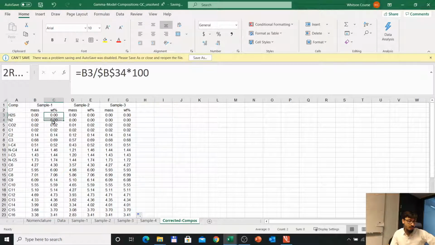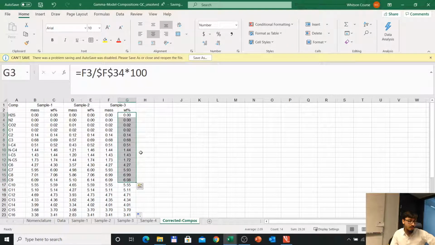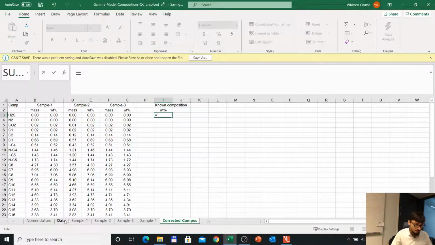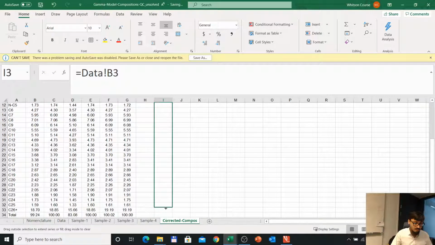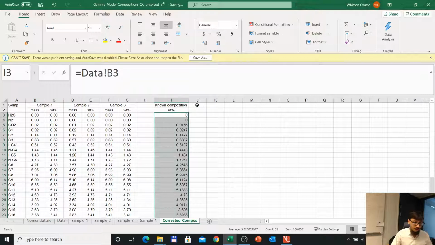For example, these are the mass amounts calculated for sample one, these are the mass amounts calculated for sample two, and these are the mass amounts calculated for sample three. You can also have here the known composition in weight percent, which is actually sample one. And then we can just calculate the error.